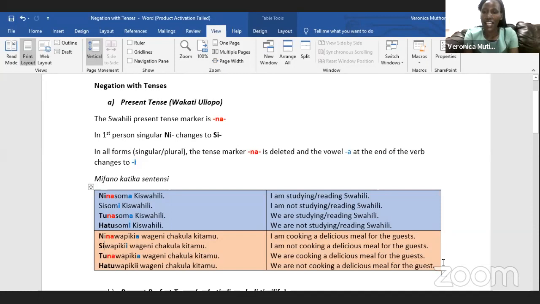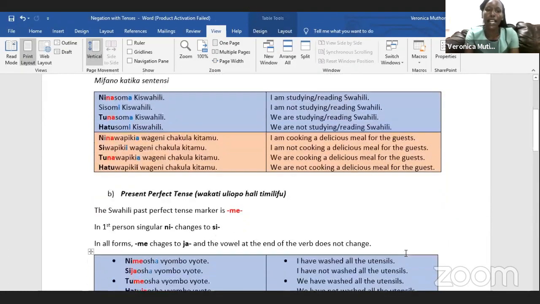I hope we are getting up to this point as we move to the next part. And the next part is going to be the present perfect tense.